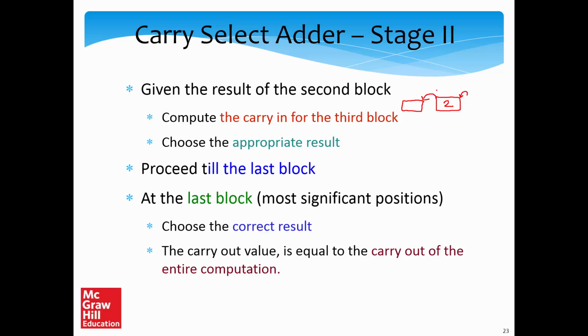And since again we know the carry in, we can choose from one among the 2 pre-computed results and send the carry out, and so forth. So in this manner, we proceed till the last block. At the last block, we choose the correct result, and basically this finishes the entire computation.